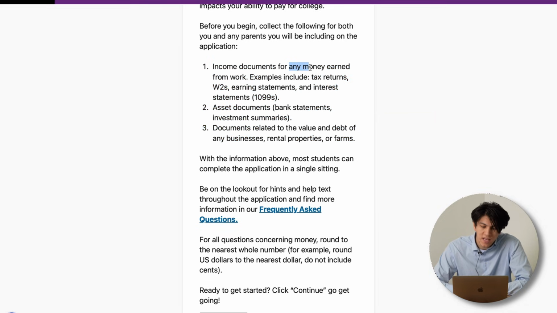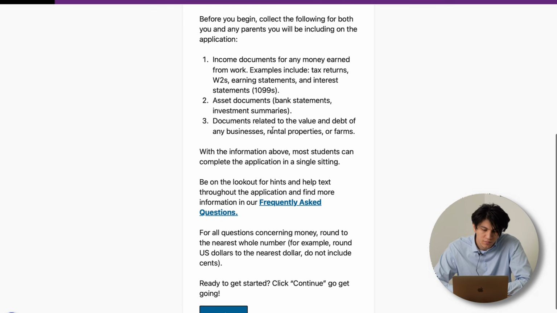Income documents for any money earned from work. Examples include tax returns, W-2s, earning statements, interest statements, all of them. Asset documents, bank statements, investment summaries. Documents related to the value and debt of any business, rental properties and farms.